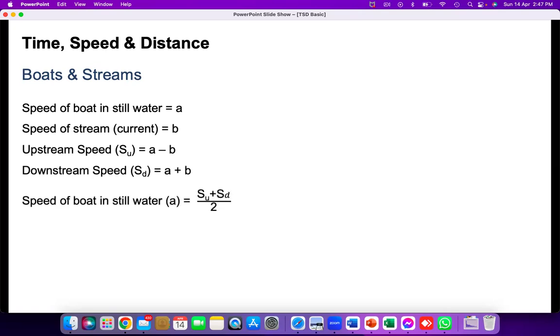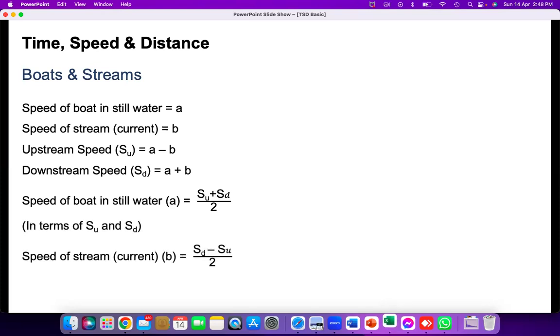Now, speed of boat in still water. If you are given upstream speed and downstream speed, what can you do? If you add up, B will get cancelled and you are left with 2A. So divide that by 2. What do you get? You get A. And A is what? Speed of boat in still water. So that's why speed of boat in still water is equal to upstream speed plus downstream speed divided by 2.